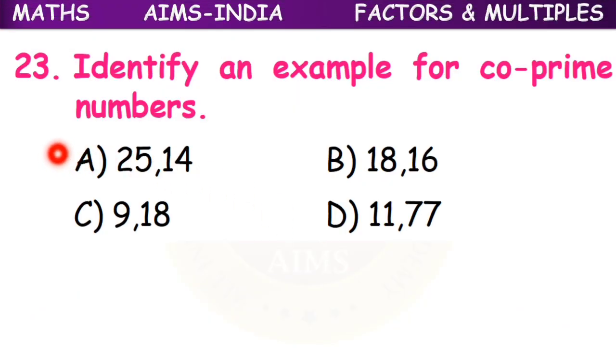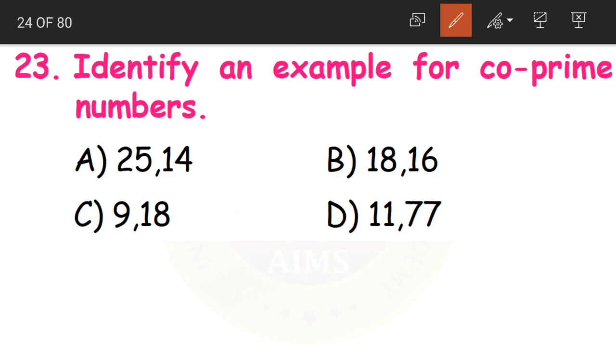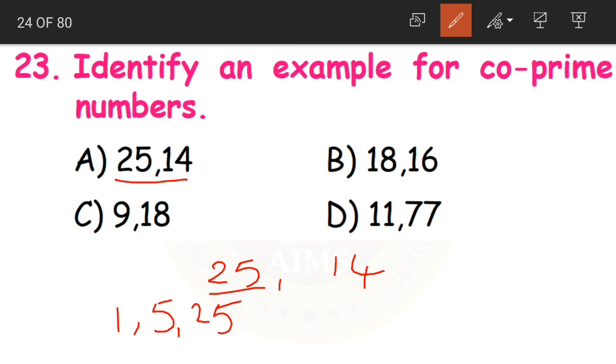Next question. Identify an example for co-prime numbers. Again, what are co-prime numbers? These are two numbers whose common factor is only 1. If you look at the first set of numbers, 25 and 14, the factors of 25 are 1, 5 and 25. The factors of 14 are 1, 2, 7 and 14. So what is the common factor between these two?